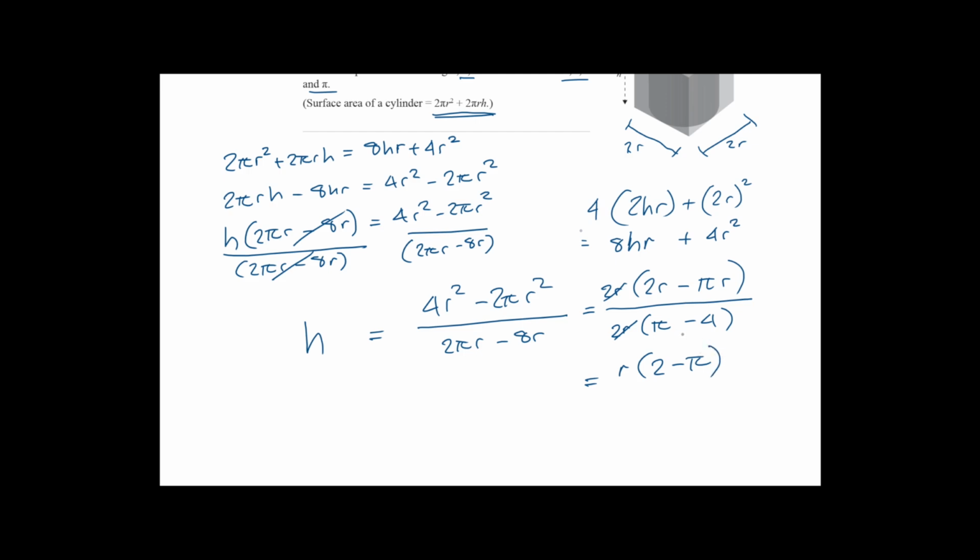Suspect that's going to cancel. Is that going to cancel? Because that's the difference of 2 squares, but it's going to be square root of pi, isn't it? No. So we can't simplify it any more. That's as far as it'll go.